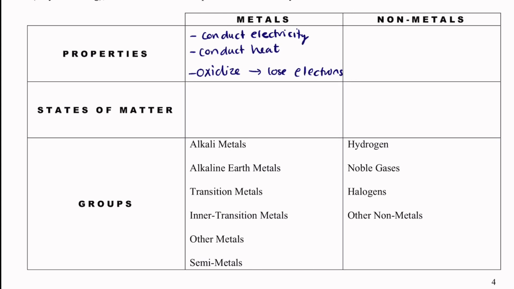Nonmetals, on the other hand, are just opposites of metals, so that doesn't mean they don't conduct, but they're just poor conductors. And the opposite of oxidize or oxidation is called reduction, so they get reduced, and that means that they gain electrons. Metals are all solid at room temperature.